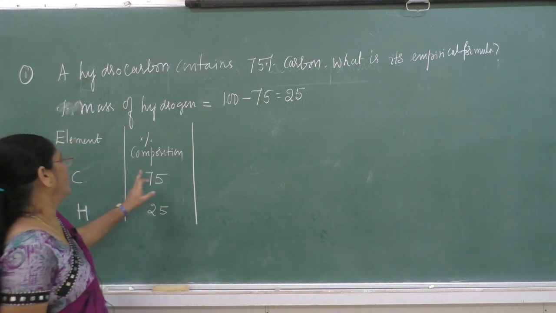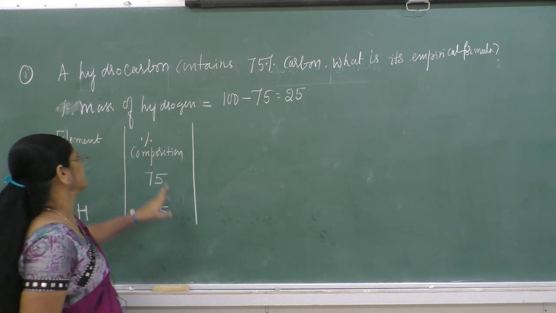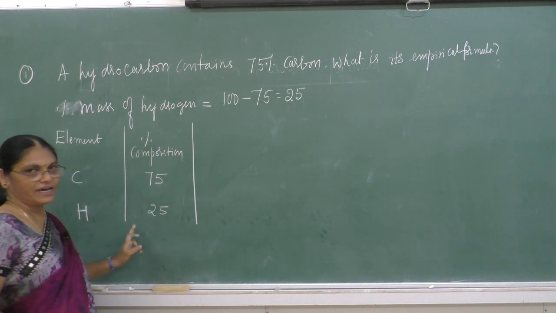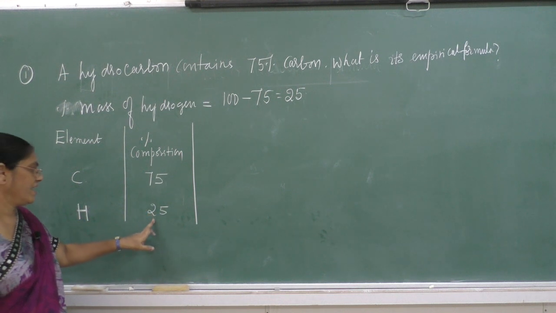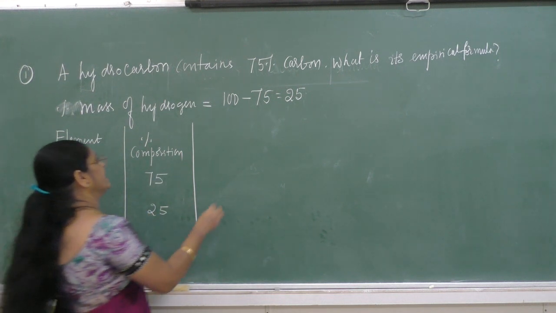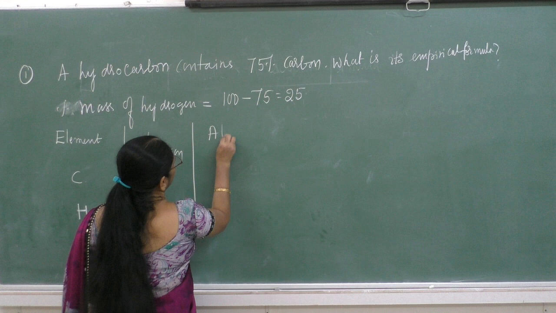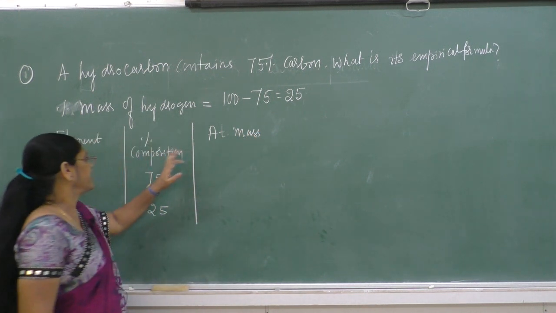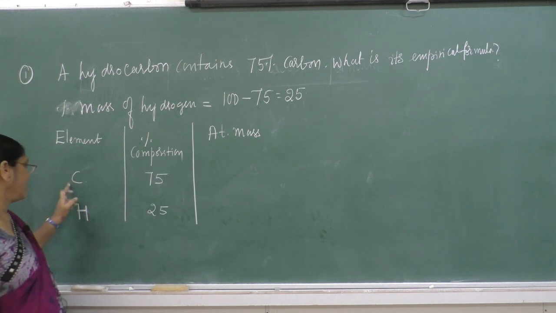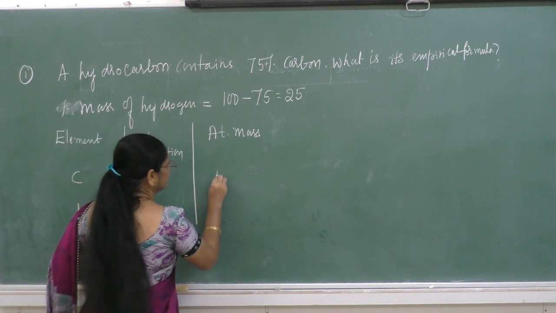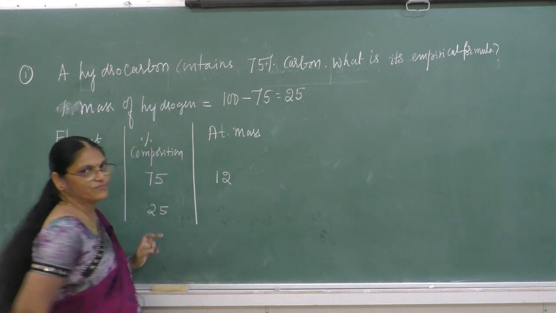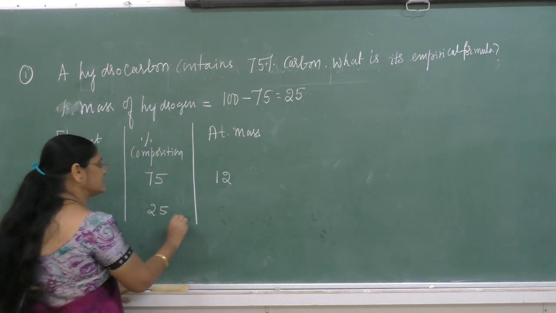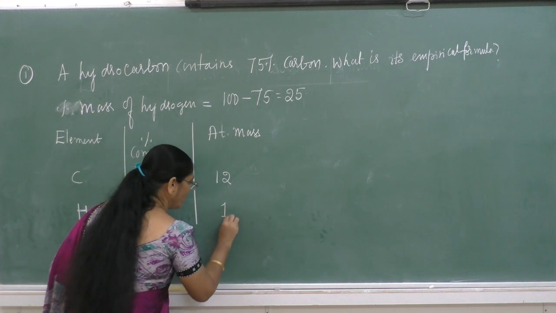Then what is the mass? That is percentage composition or percentage mass of carbon. That is 75. Hydrogen is 25. Then write in the next column the atomic mass of carbon and hydrogen. The atomic mass of carbon is 12. The atomic mass of hydrogen is 1.